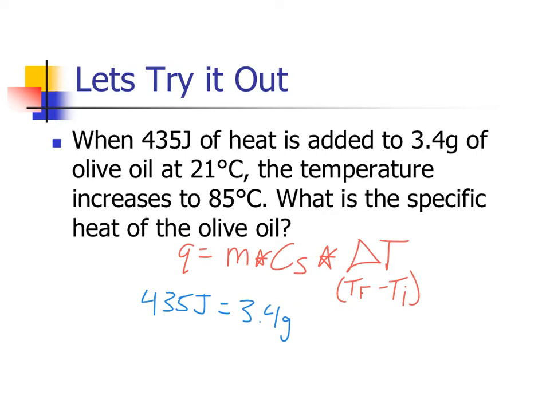We don't know what the specific heat is. We do know what the temperature changes are. It started at 21 and finished at 85. We can do that basic subtraction to give us a value of which looks to be 64. So I'll just do the erasing to give 64. And then here, because it says degrees Celsius, we should be okay.